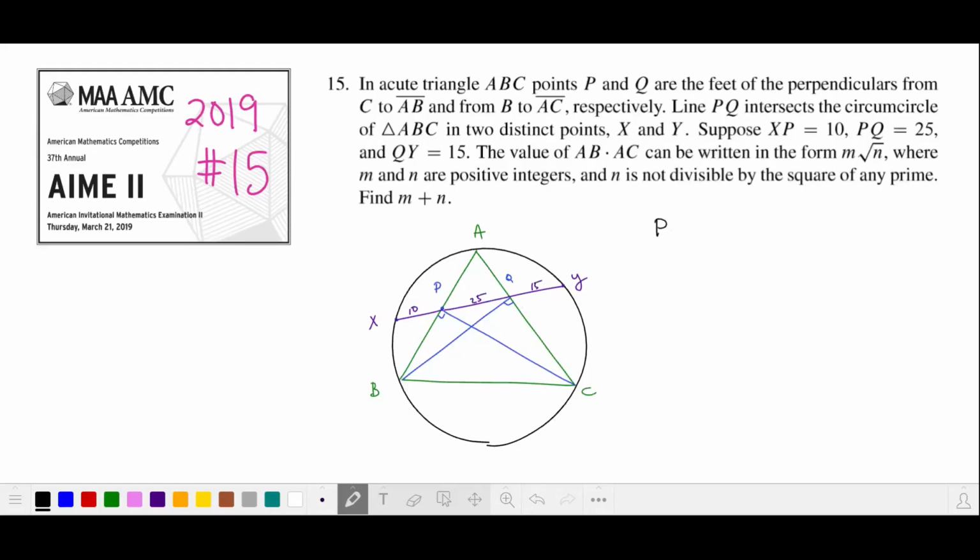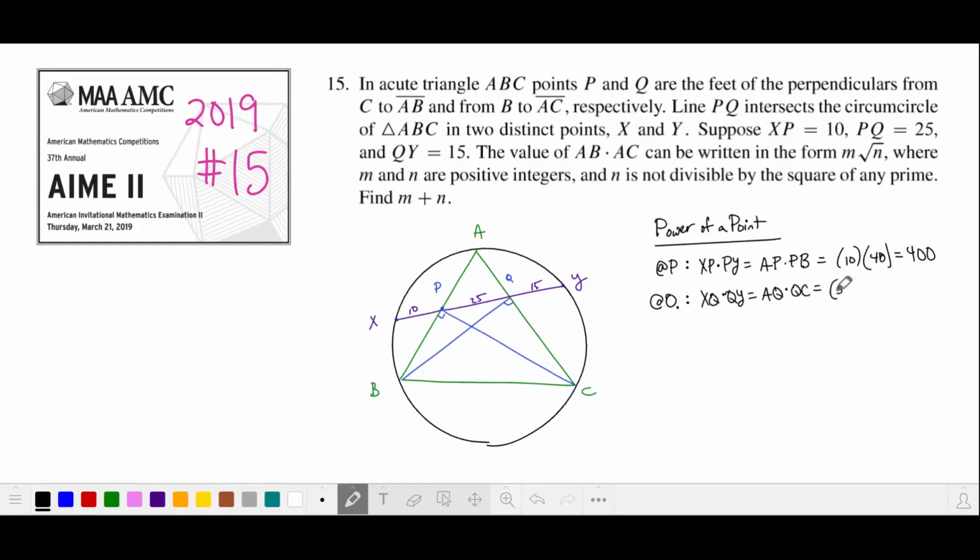Right away we can do power of a point. At P, we have XP times PY is AP times PB. Substituting for XP and PY, we have 10 and 40, so this product is 400. Power of a point at Q, the product of XQ and QY, that's going to be the same as AQ and QC. 35 times 15 is 525.